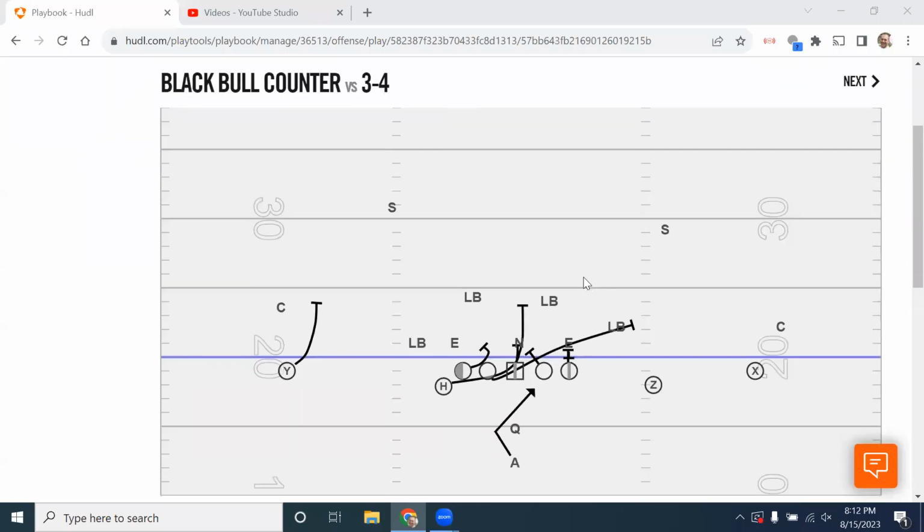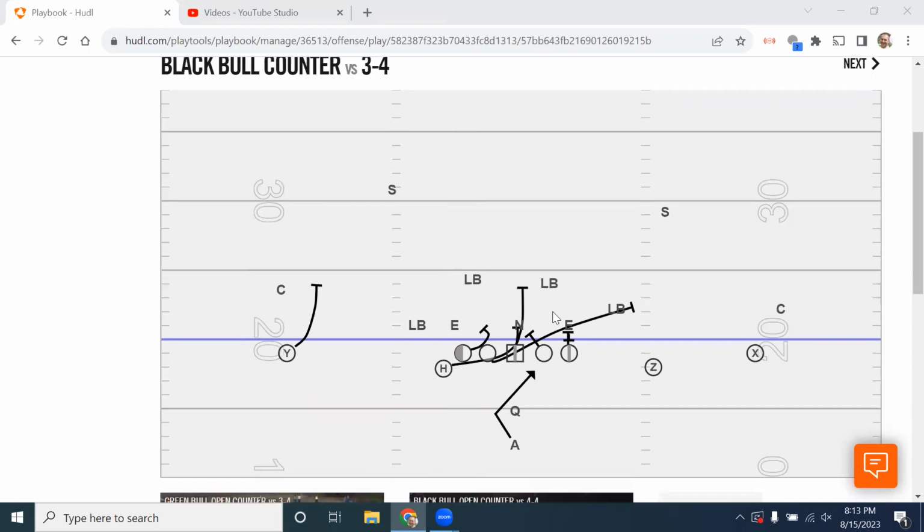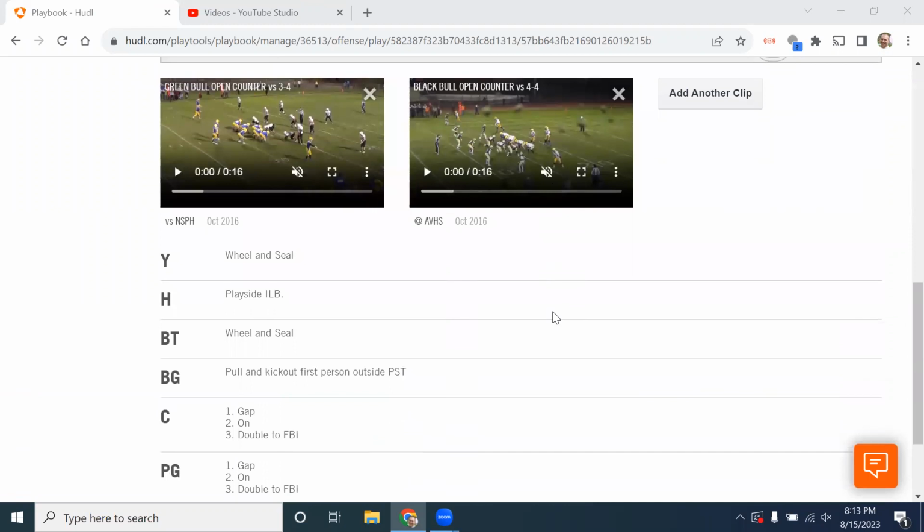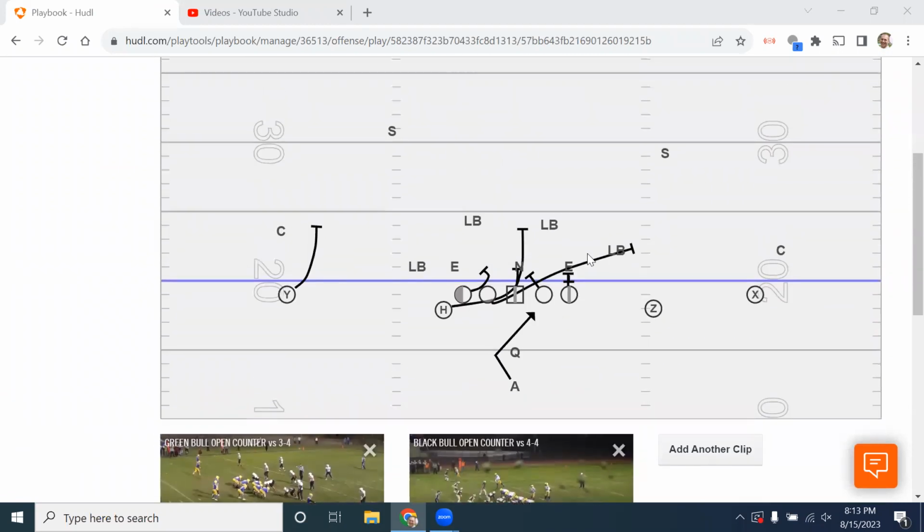Hey Hogs, I'm going to go over our day four play that we're putting in for offense. It's counter. I'm going to go over the rules and then show a little bit of video on it as well.